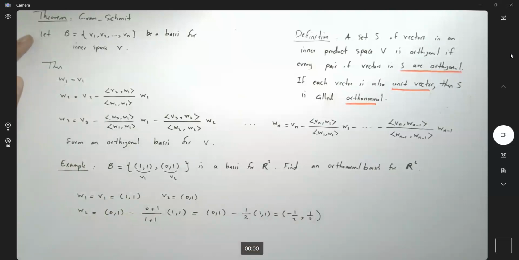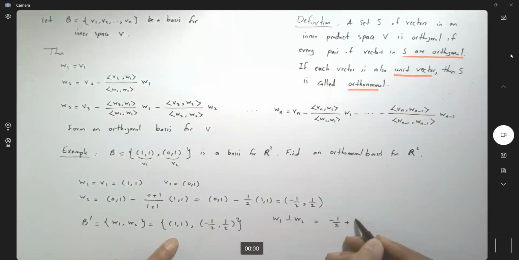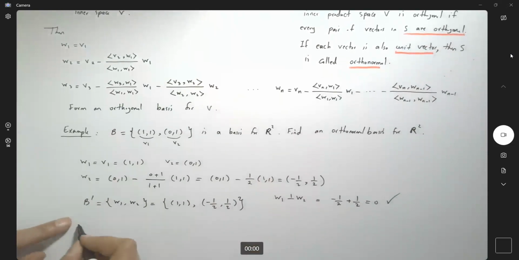Based on the Schmidt method, we expect this new basis, W1 and W2, which is basically (1, 1) and (negative a half, a half), to be orthogonal, and they form a basis. Check to see if W1 is perpendicular to W2. You get negative a half plus a half, which is 0. So they are orthogonal.